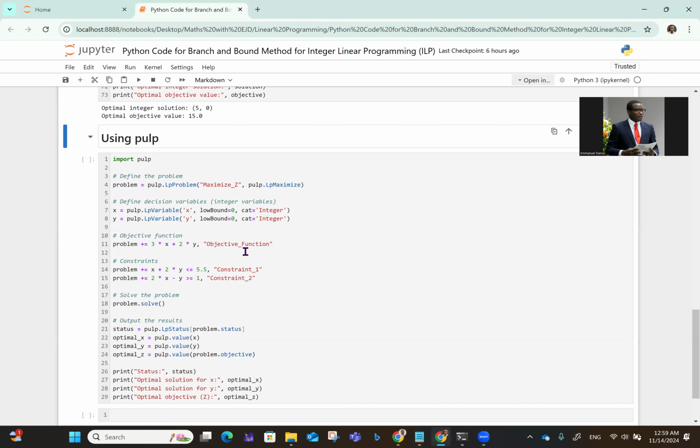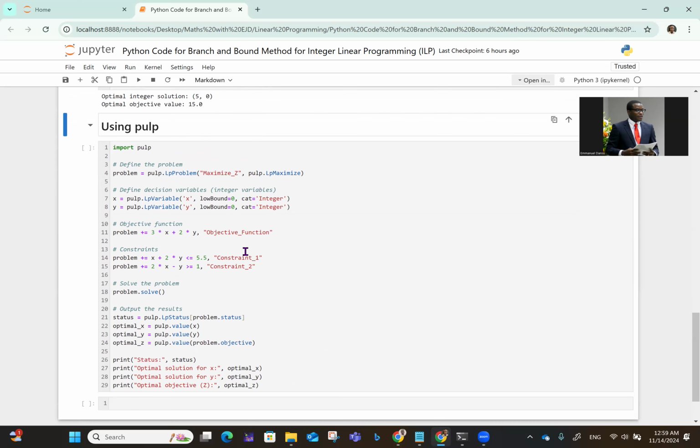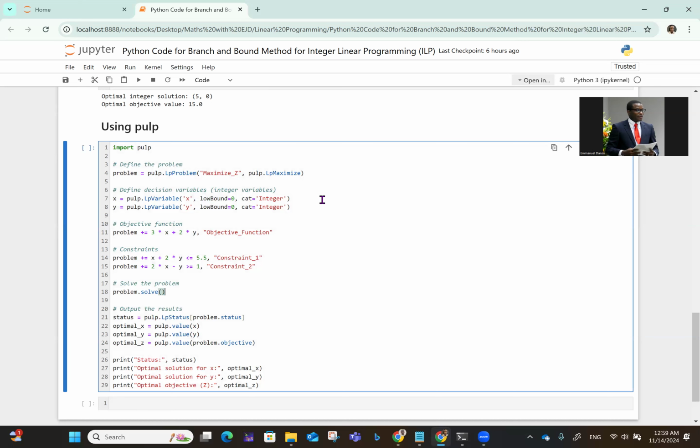And one beautiful thing about PuLP is that you can define the function directly. So you have 3x plus 2y, exactly like in the original problem. You just define it the Python way as the objective function. Then the first constraint, x plus 2y less than or equal to 5.5, is constraint 1. Then 2x minus y greater than or equal to 1 is constraint 2. And then all you do is solve, because we have already set the variables to integer directly. So we don't even need to go through the route of relaxed linear programming like we did manually.